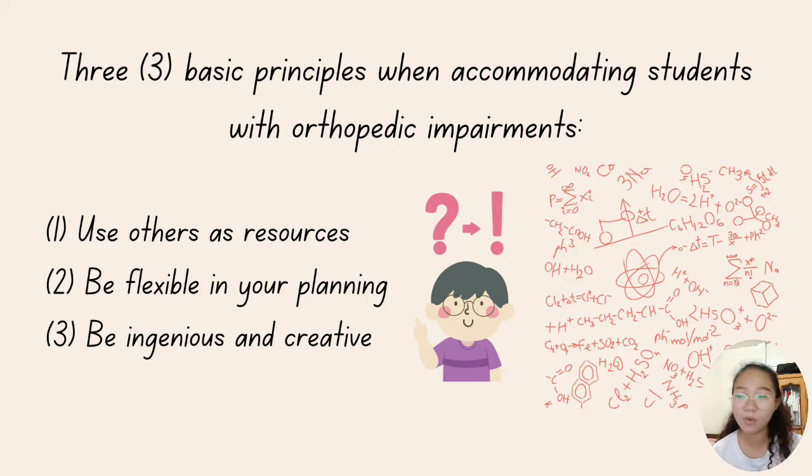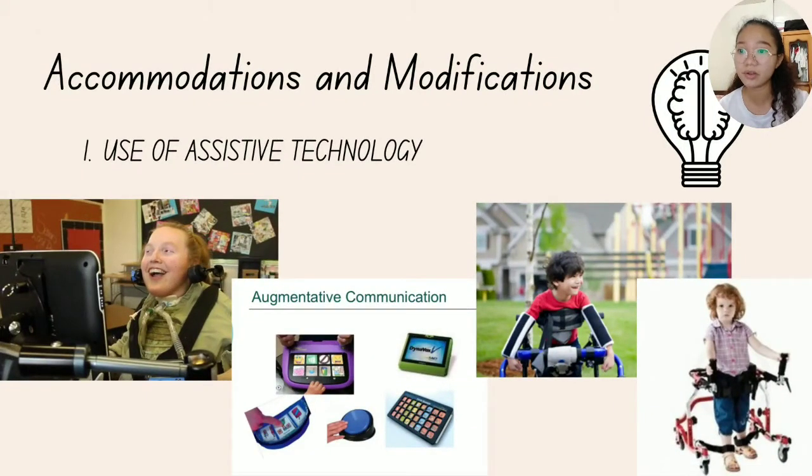So now let us go over our accommodations and modifications. First is the use of assistive technology. Students with orthopedic impairments may have assistive technologies that allow them to communicate, read, record notes, or physically move around the room. Conversing with the members of the student support system who are familiar with these technologies can help the instructor learn how these technologies can be incorporated into instruction.